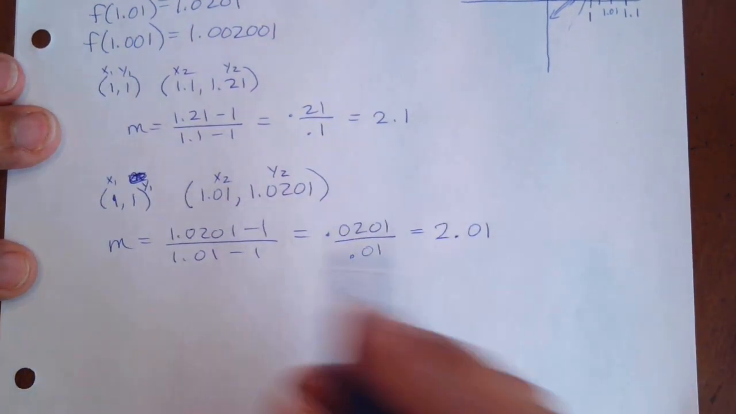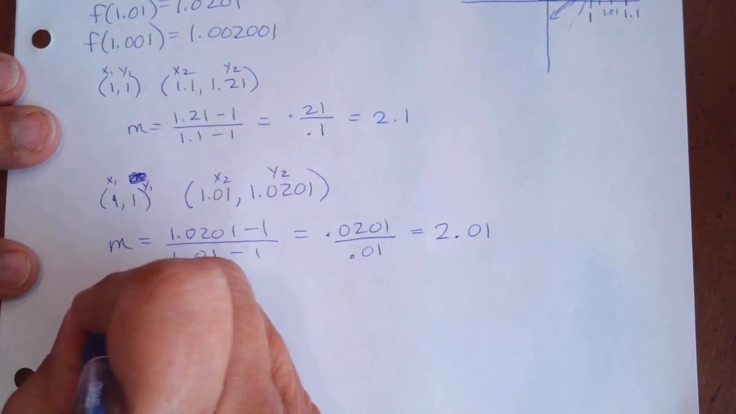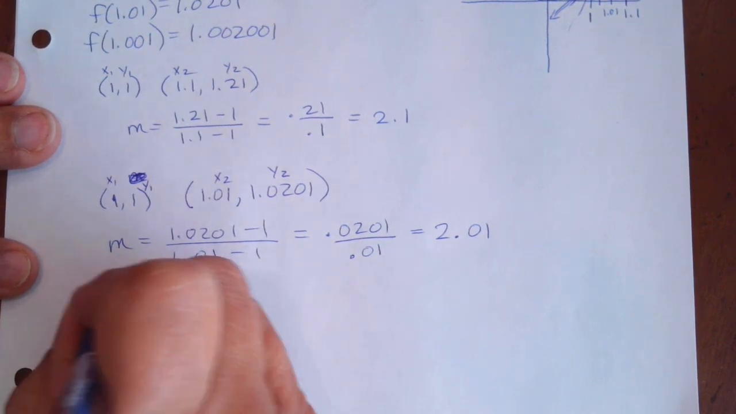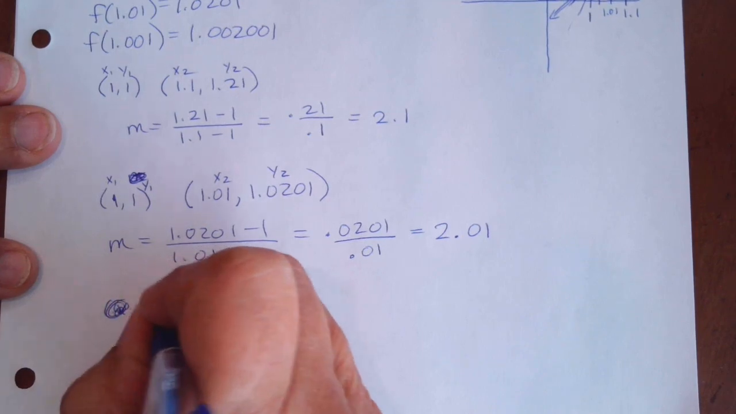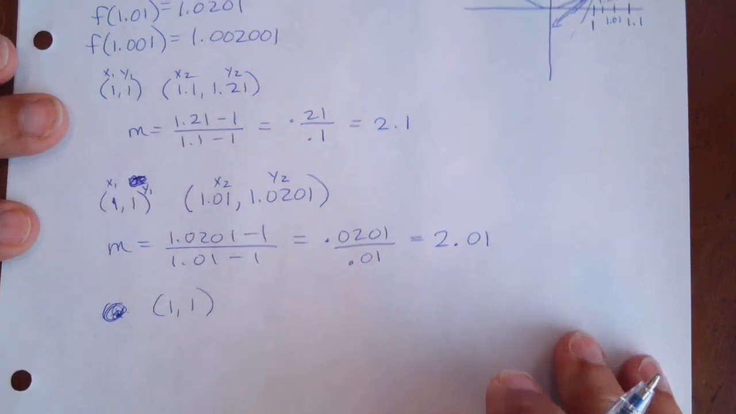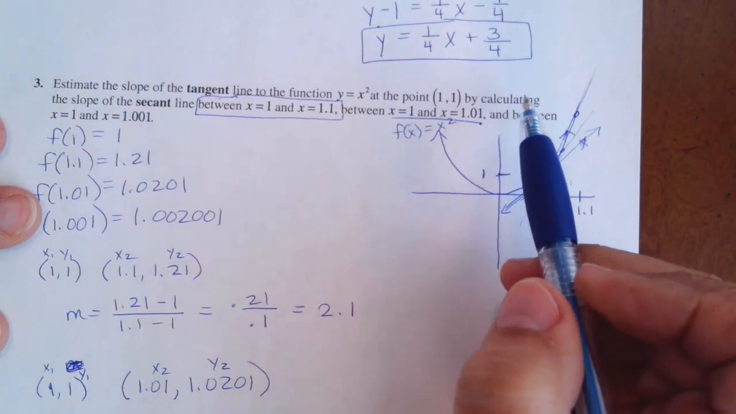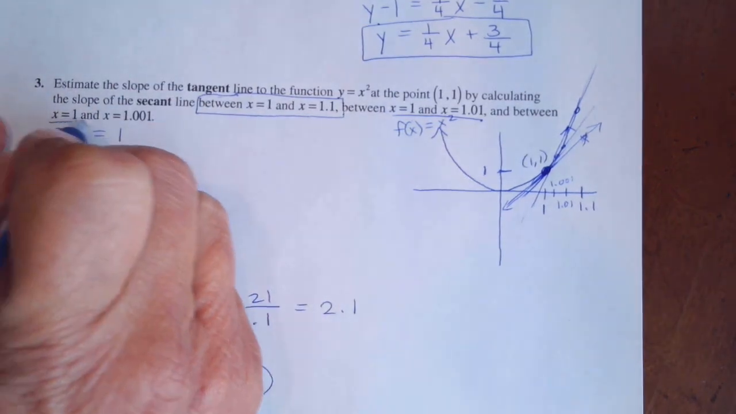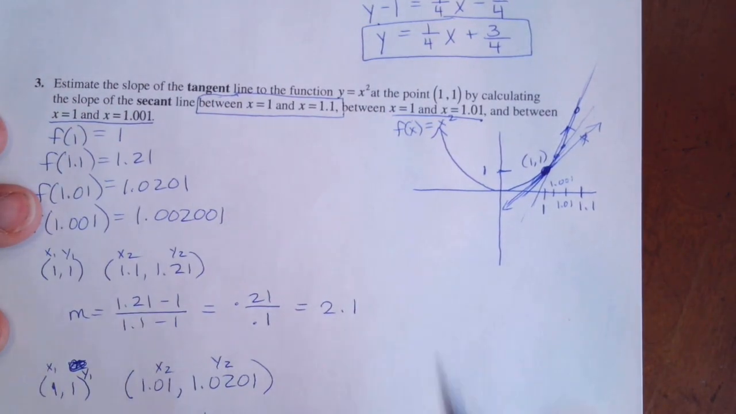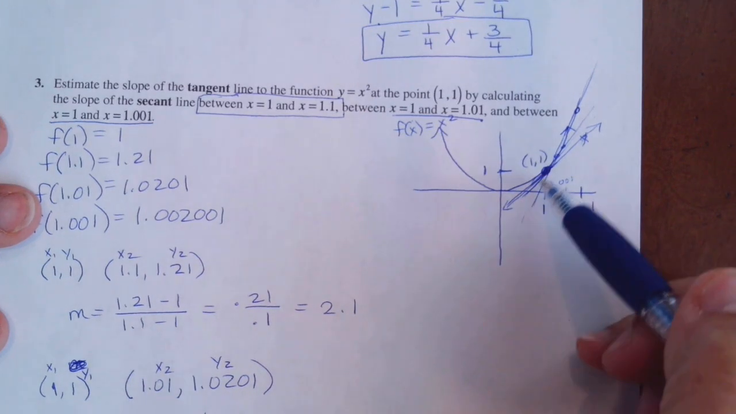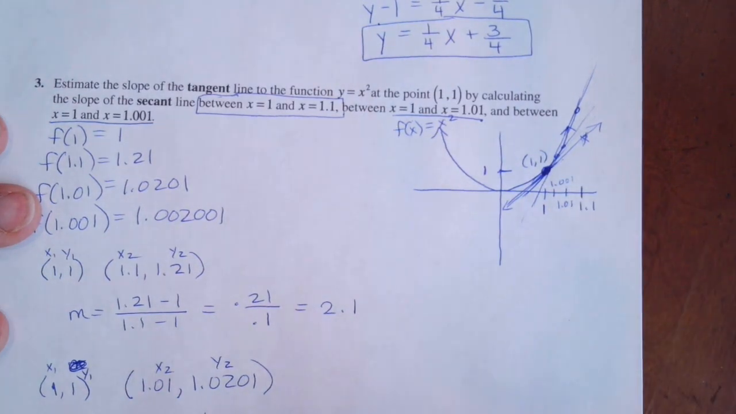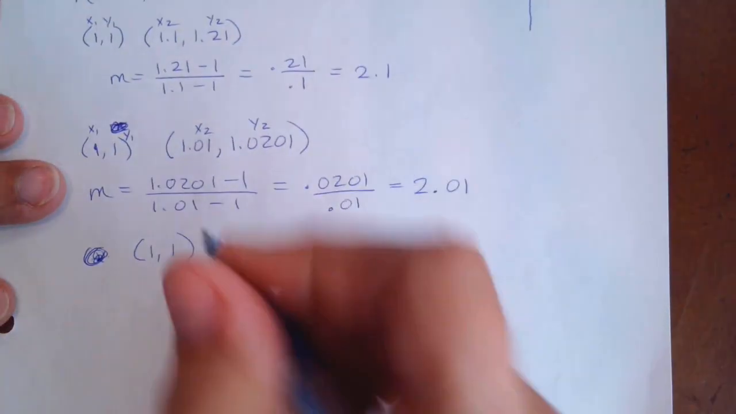Okay? All right, we're going to do this a third time. I'm having a little trouble thinking today, I think. Okay, so now we're going to do the third one between x equals 1 and x equals 1.001, which is the closest set of points. All right, so I'm going to write those ordered pairs down.